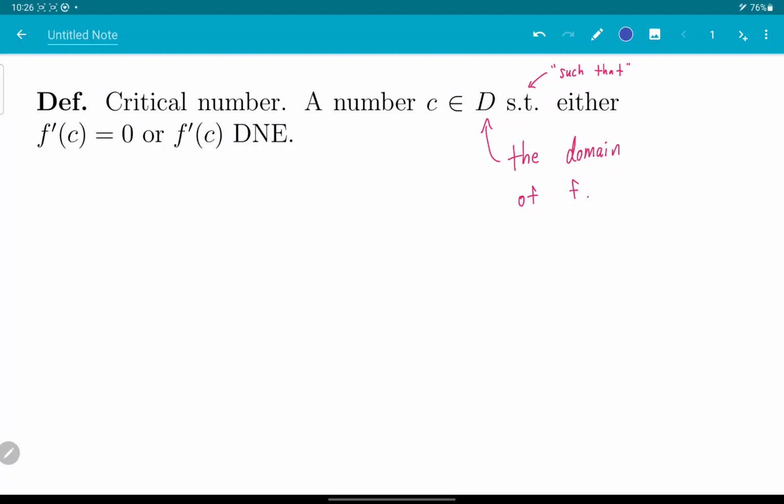Hello, hello. Critical number, a critical number. What is a critical number? Well, a critical number is a number C such that the derivative is 0 or the derivative just doesn't exist. Why do we care about such things? Well, let's look at some possibilities. There are 3 possibilities.